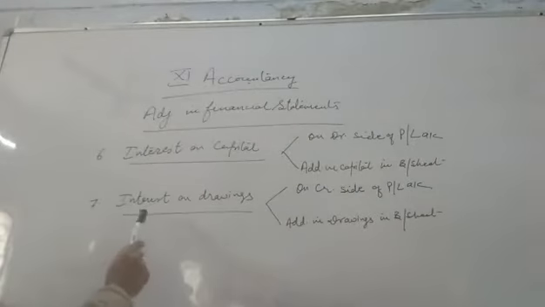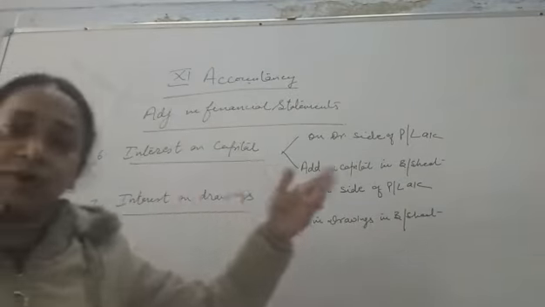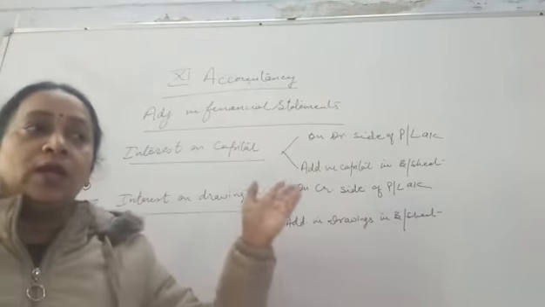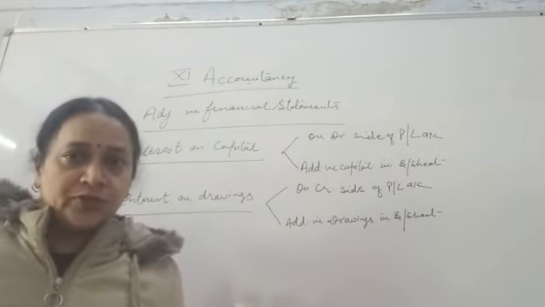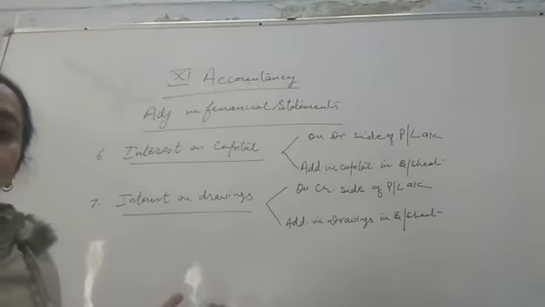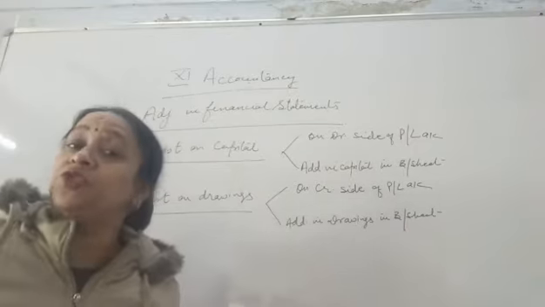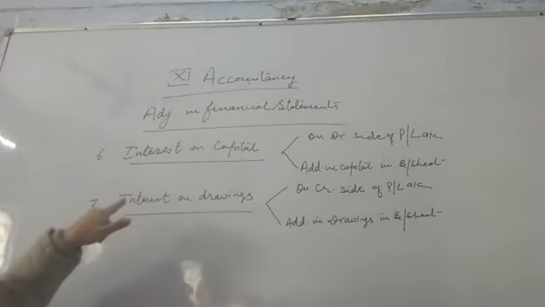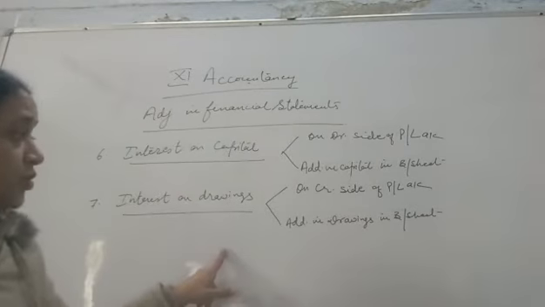Now the next adjustment is interest on drawing. The nature is just reverse. As in the previous video I told you that the nature of outstanding and prepaid is just reverse of each other, similarly, the nature of unearned income and accrued income is just reverse to each other. Same is here. Interest on drawings and interest on capital are just reverse to each other.